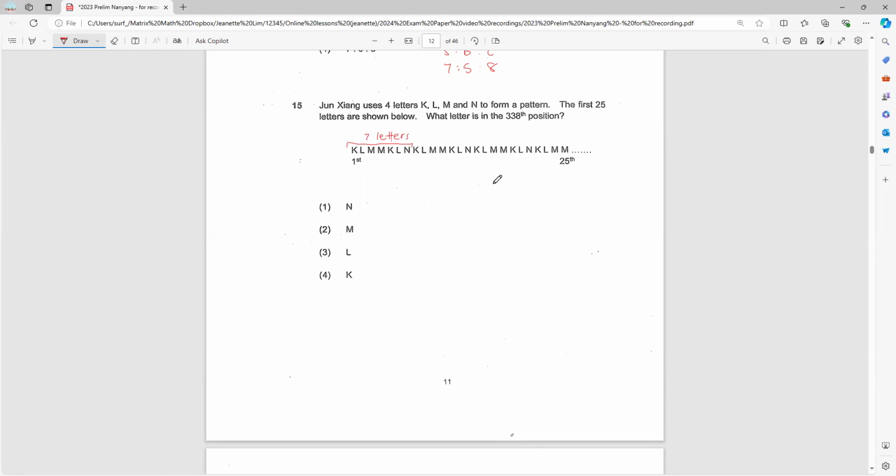You check the rest. Make sure that it's really those 7 letters that are repeating. So 338. We want to find how many groups there are, so we divide by 7. Here we do long division. 4, 28, 58. So this is a 6. 56, 2. So 46 remainder 2.